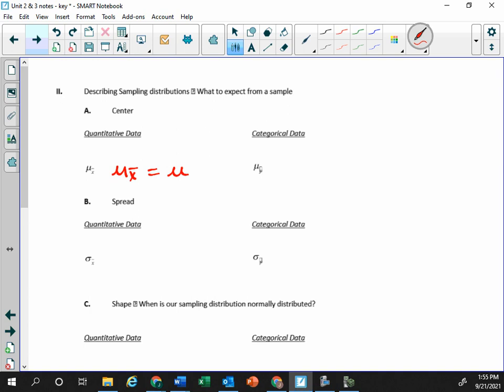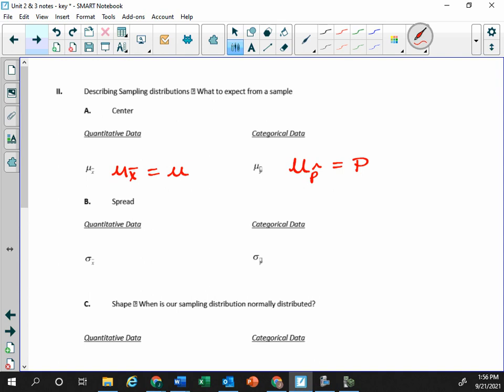If we're talking categorical data, and I know this symbol especially did not print well, this should say mu of p hat. And that will always equal the proportion from your population. So again, the difference between quantitative and categorical, you've got to get used to those symbols. Now that we've moved on to sampling distributions, you can't just put a mu. Okay, we got to know, are we talking about mu of x bar, mu of p hat, actual mu? Got to start sorting out some of the symbols, okay?